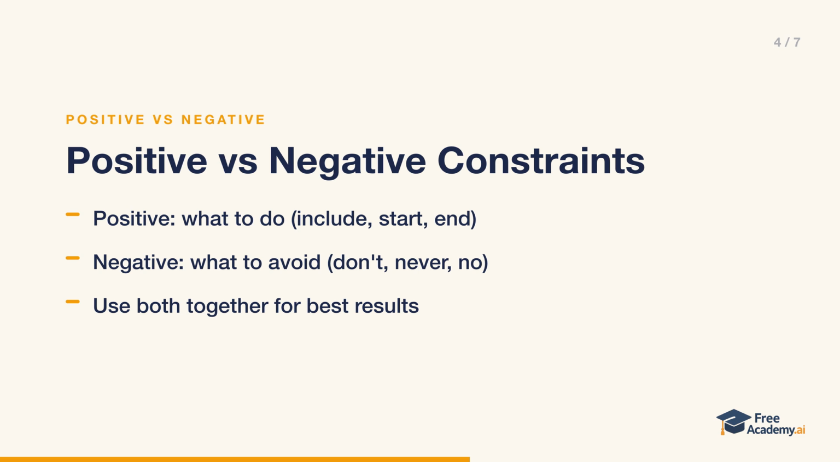Positive constraints pull the output toward what you want, and negative constraints fence off the things you don't. Neither one is enough on its own. The strongest prompts pair them together, so you're steering the model and ruling out the common mistakes at the same time. As you write your own constraints, ask both questions. What must this include, and what should it never do?